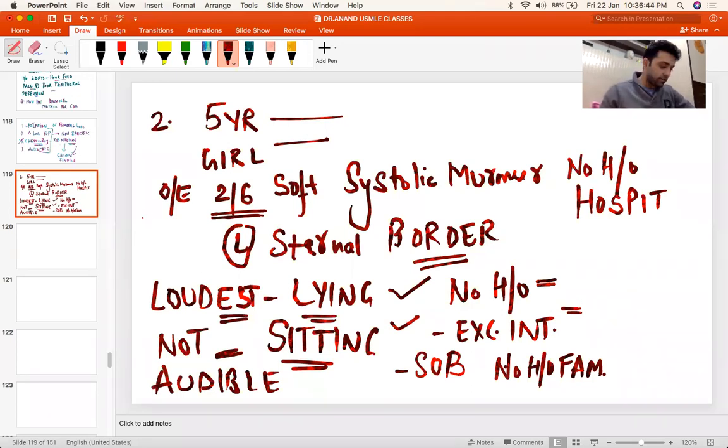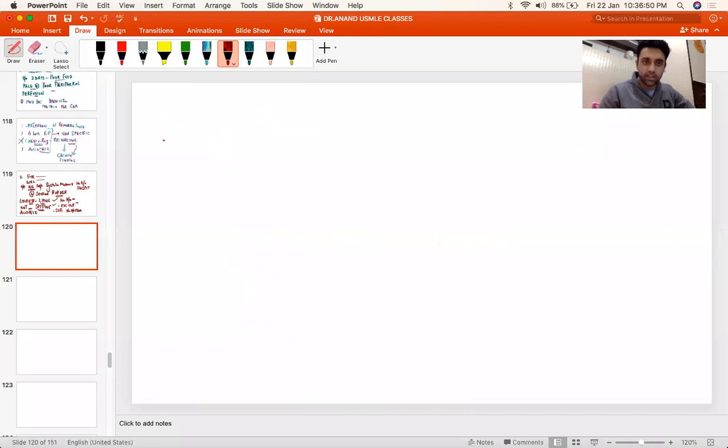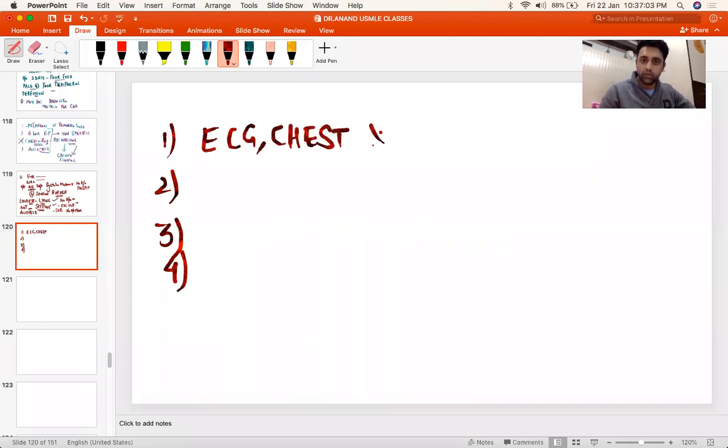The options are now the question. What is the question? Which is the best investigation? If I tell you some investigations, which is the best investigation you would like to do in this case? Options are, number 1, you will get an ECG, chest X-ray, and echo. You will do a chest X-ray, ECG, and echo of this patient.